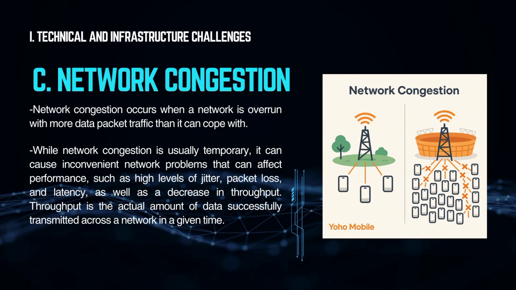Next, we have the network congestion. Network congestion occurs when a network is overrun with more data-packed traffic than it can cope with. Ibig sabihin, nangyayari ito kapag masyadong marami yung dumadaloy na information kaysa sa capacity na kaya nitong hawakan. And dito nagkakaroon na ng traffic, network traffic.